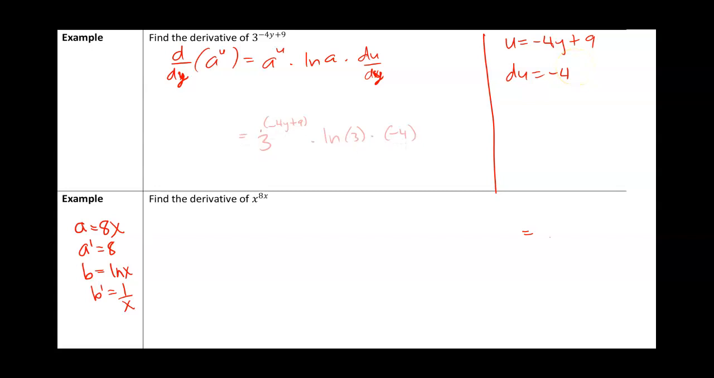So let's plug everything in. We have a to the u, so that stays the same. 3 to the negative 4y plus 9 times ln of a, ln 3, that stays the same. And then all we have to do is multiply by du dy, which is the derivative of the exponent, and that's negative 4. And if I rearrange it, this becomes my final answer.